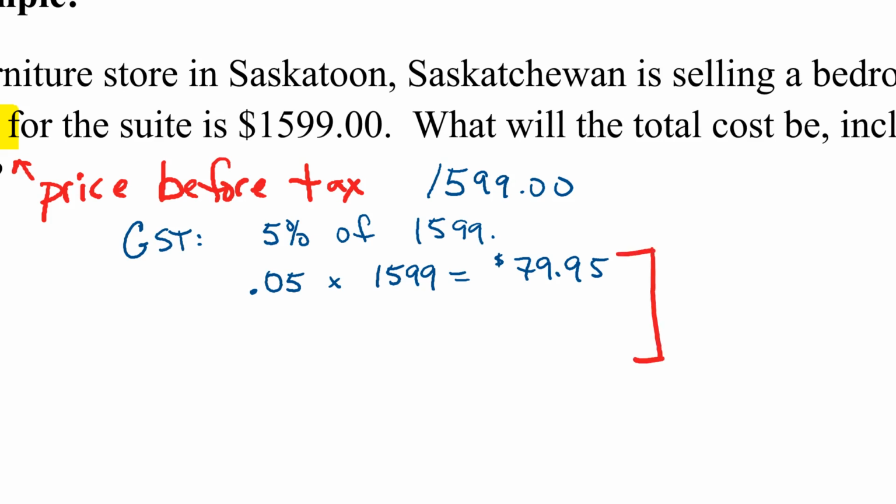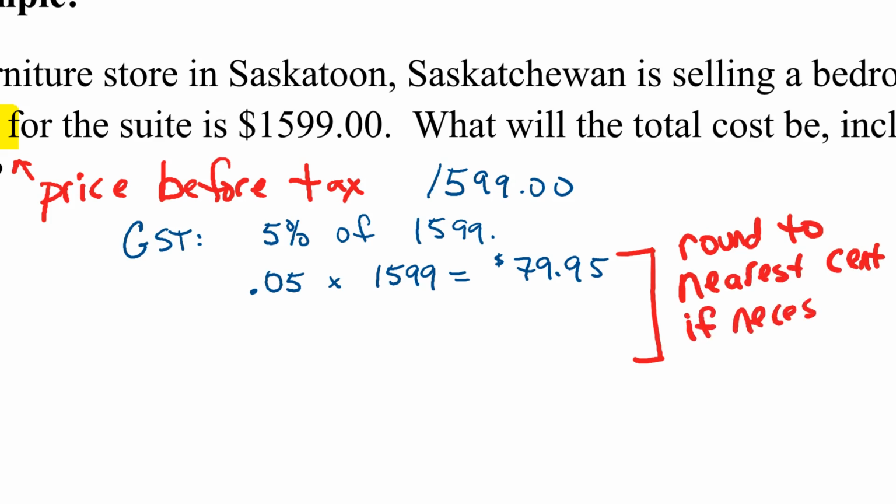Now that one worked out exactly, but I'm just going to write a little note here that for the GST, and then we're going to do the PST right away, we round these if necessary. Round to nearest cent, if necessary. When that came out of the calculator, there were no digits after the 5, and that's in the cents place.